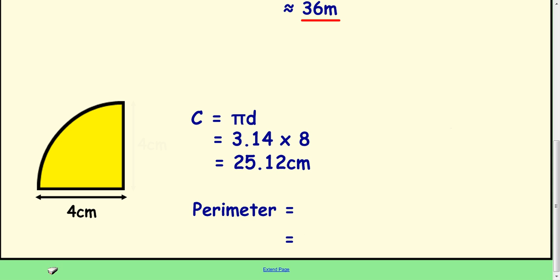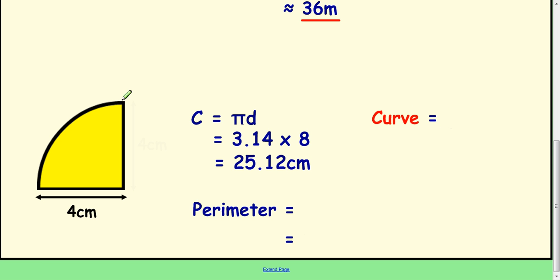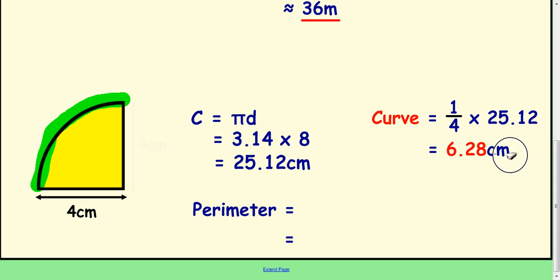Now I'm not looking for the full circumference, I just want this wee curved bit here. So again, I'm going to look at the curved part, which is this bit round here. Now this curved bit is a quarter of a circle. So you can times by a quarter or divide by 4, and that gives me 6.28.